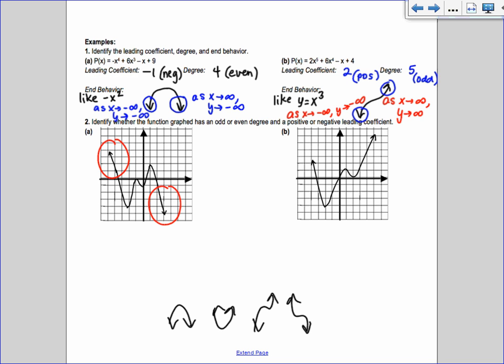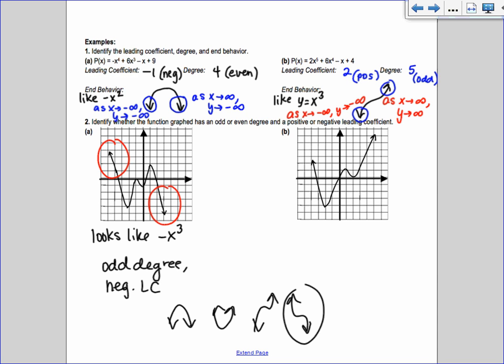Which ends does it look like? It looks like this one. That is negative x cubed, right? Looks like negative x cubed on the ends. So that means that it's odd degree, negative leading coefficient. So odd and negative.